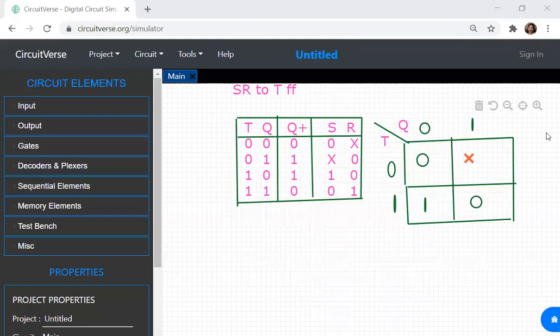Now I have to solve it. How do I solve it? I have to check whether I have a quad, a pair or a single. I don't have a quad over here, which would be 4 numbers at a time. So I have only a single entity over here, a single one.